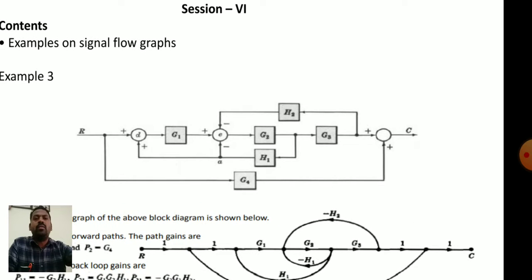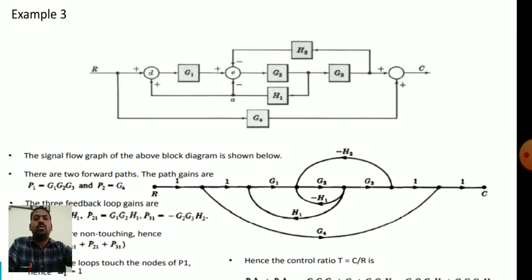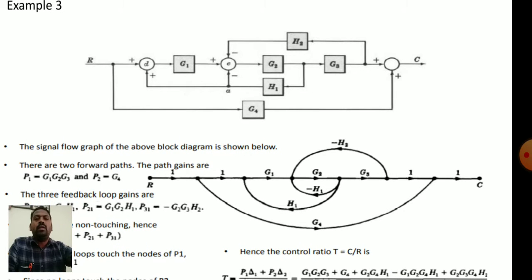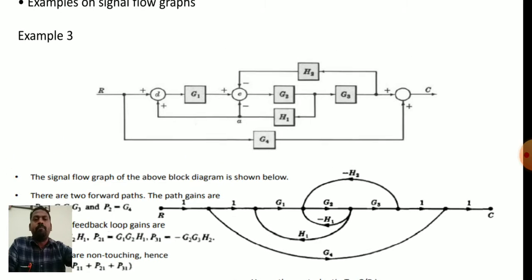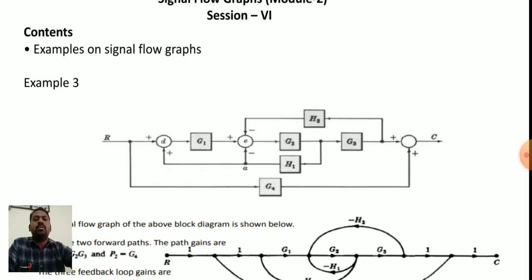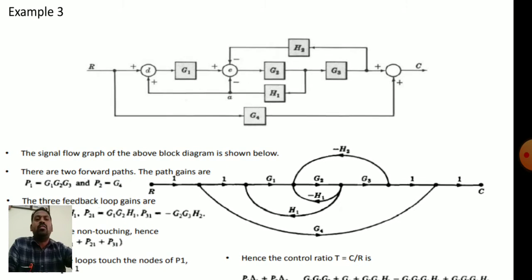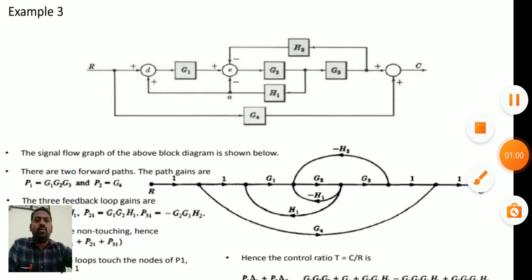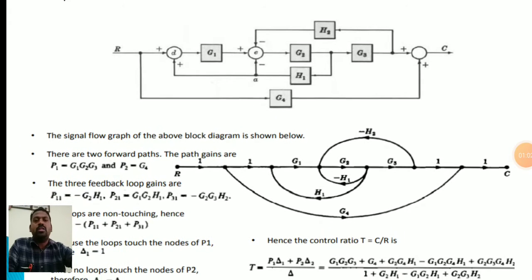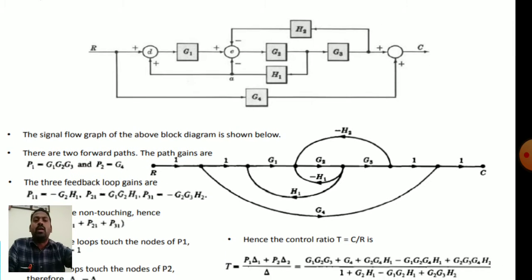In this example, they have given the block diagram. So your job is to convert the block diagram into a signal flow graph diagram. In some of the examples in exams, they ask like this also. Given the block diagram, you have to draw the signal flow graph, then find the overall transfer function or gain using the regular procedure. Let us draw the signal flow graph by using this block diagram.